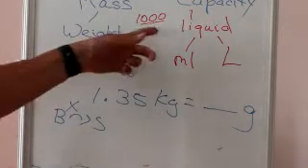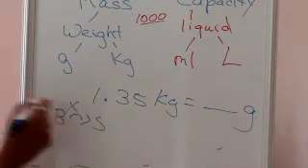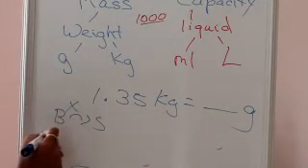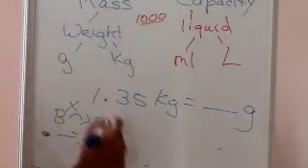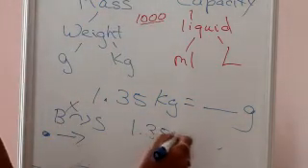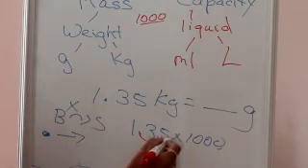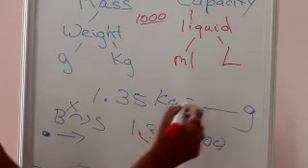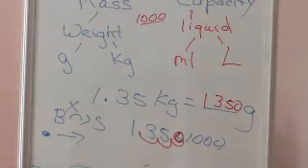I am multiplying by 1,000. We know it's only 1,000. That means when I'm multiplying, I'm moving my decimal to the right. It is being moved to the right 3 times. So what I'm doing is I'm taking 1.35 and I'm multiplying it by 1,000. I'm going to move my decimal 1, 2, 3. So my new number is 1,350 grams. So 1.35 kilograms equals 1,350 grams.